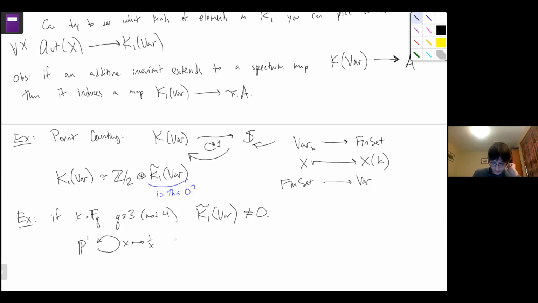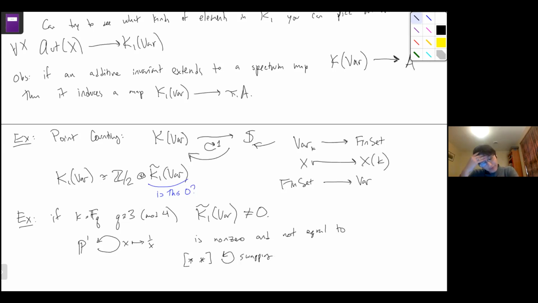this is non-zero and not equal to the element that you get by taking 2 points and then swapping them, which is the element that represents the non-zero element in this Z mod 2. It's just the swap. And so you can construct this when q is 3 mod 4, and it works.